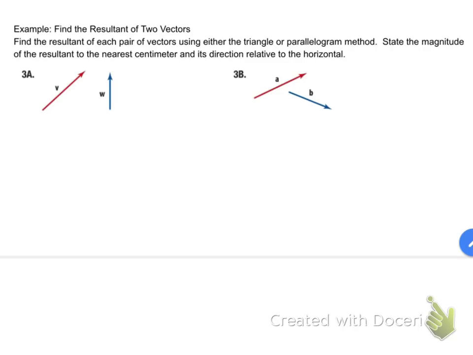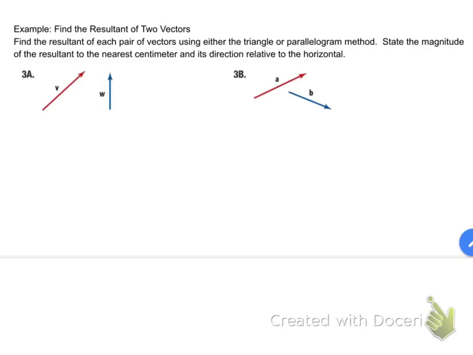First examples that we have for today is I want you to find the resultant of these two vectors. We got two different sets on this page. It says find the resultant of each pair of vectors using either the triangle or the parallelogram method. State the magnitude of the resultant to the nearest centimeter. That's why I wanted to say, hey, bring some rulers. And it wants to know the direction relative to the horizontal, which means positive x-axis. How far up would you have to go from your starting points?